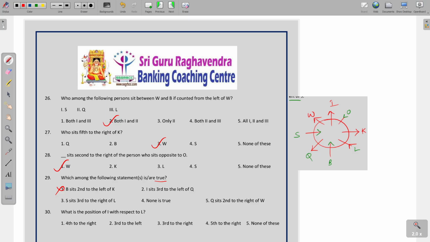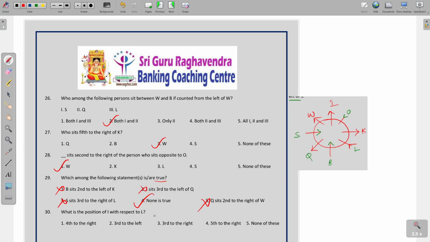Here it is third to the right of Q, but here left of Q, and also S sits third to the right of L. So, S here and L here. So, left of Q, it is also not correct. None is true, None is true is the answer. And Q sits second to the right of W. So, Q here, and Q is second to the left of W. Okay, this is also not correct.